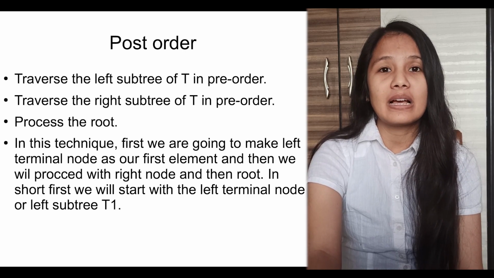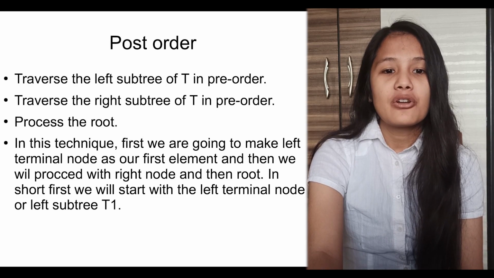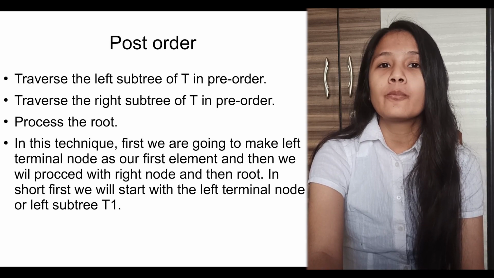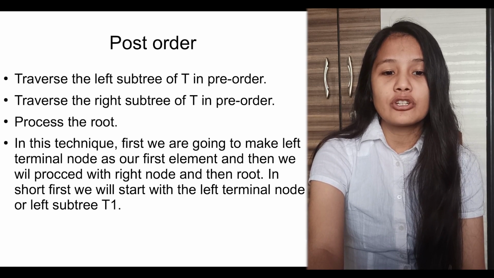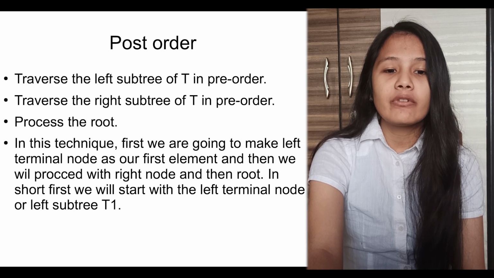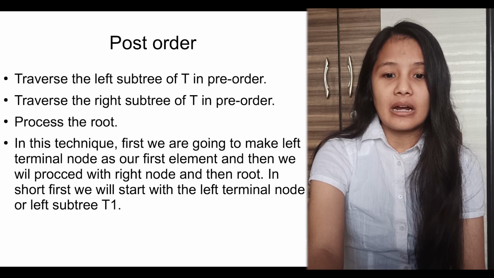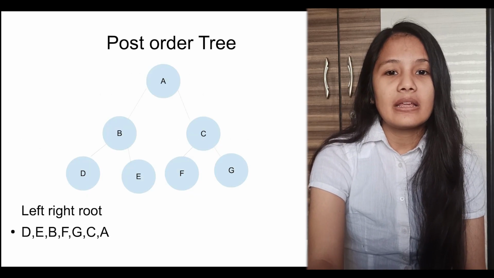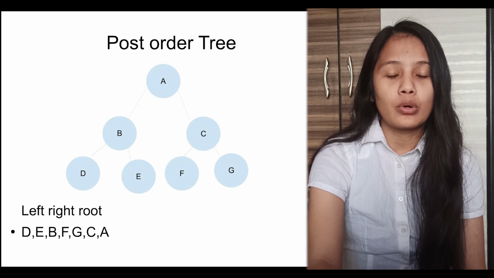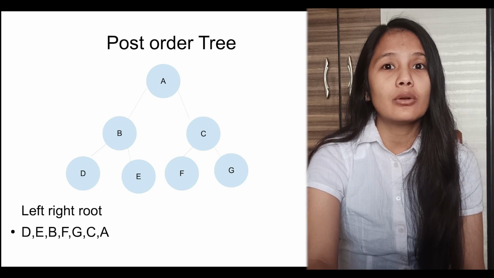Now we'll proceed with the last one, that is post-order. Traverse the left subtree of T in post-order, traverse the right subtree of T in post-order and process the root. In this technique, first we are going to make the left terminal node our first element, and then we'll proceed with the right node and then the root. In short, first we'll start with the left terminal node of left subtree T1. Here we are going to follow left, right, root. Means we take the left subtree with the left terminal node and then the right terminal node and then the root.